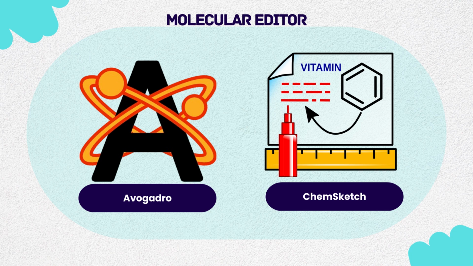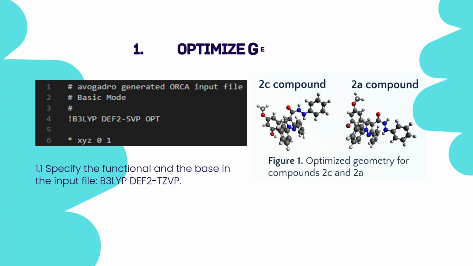In addition, the type of input files accepted by ORCA are INP files that can be generated by a graphical interface such as Avogadro. Once the .inp file has been obtained, the functional and the basis set must be specified in the input file, which in this case was the B3LYP functional and the DEF2 TZVP basis set. In image 1, we can see the optimized geometry for molecules 2A and 2C.